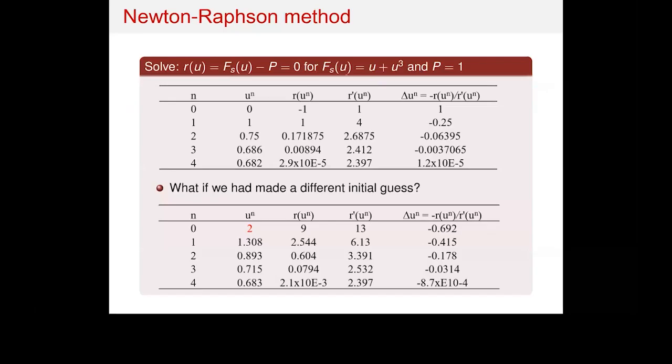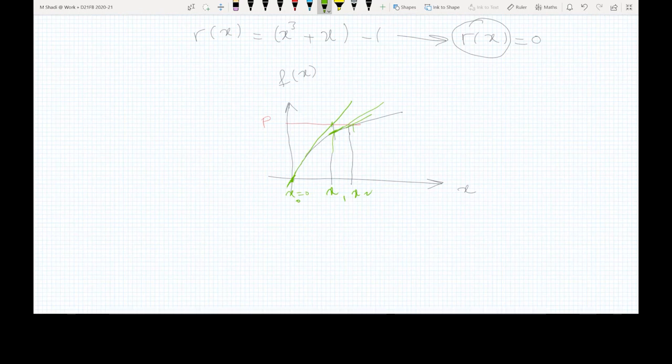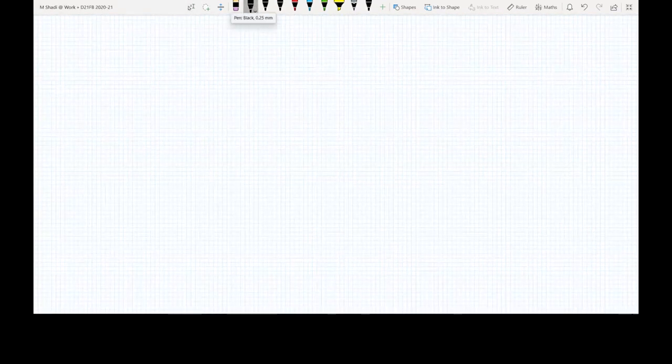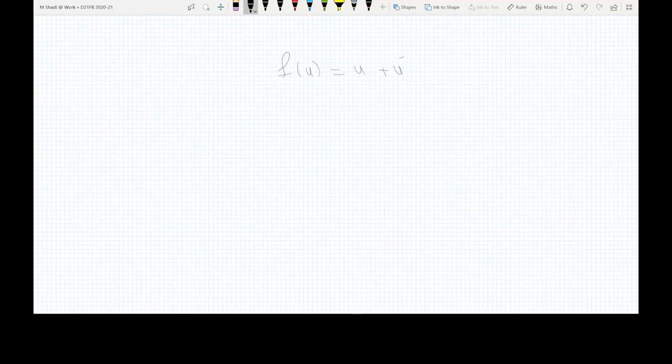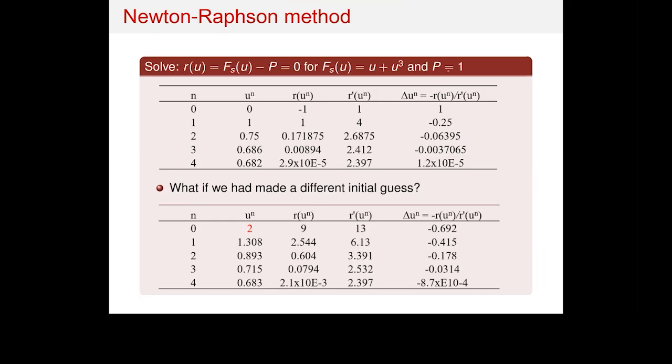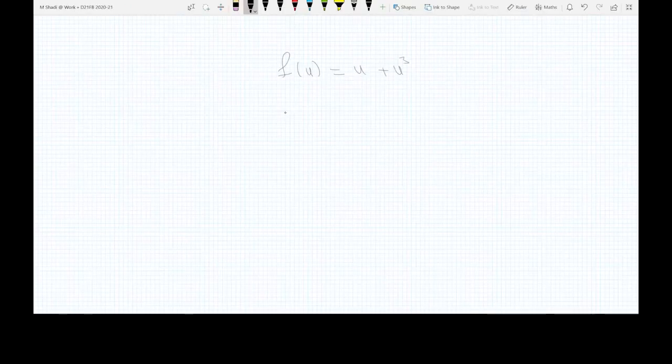I'm going to solve a first example, and then hopefully things will become better. So we have a function. It is u plus u cubed. This is the function we have. I'll probably just write it in here. I'm just again going to shift down. So we have a function f(u) equal to u added to u cubed. Now we want to have f(u) equal to 1.